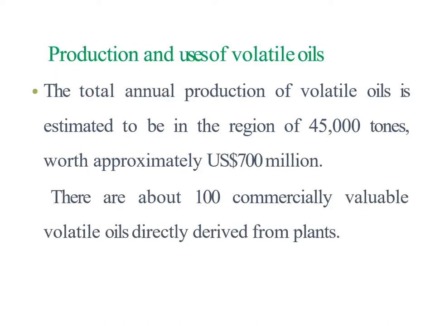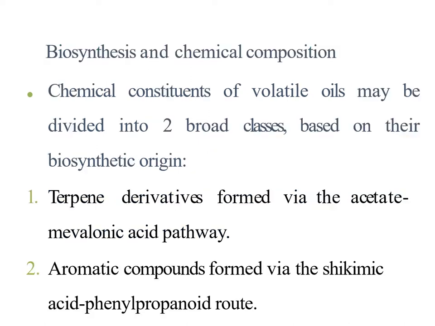Then production and use of volatile oil. The total annual production of volatile oil is estimated to be in the region of 45,000 tons, worth approximately 700 million US dollars. There are about 100 commercially valuable volatile oils directly derived from plants. Then biosynthesis and chemical composition: we have already discussed the malonic acid pathway, and for aromatic compounds formed by the shikimic acid phenylpropanoid route.